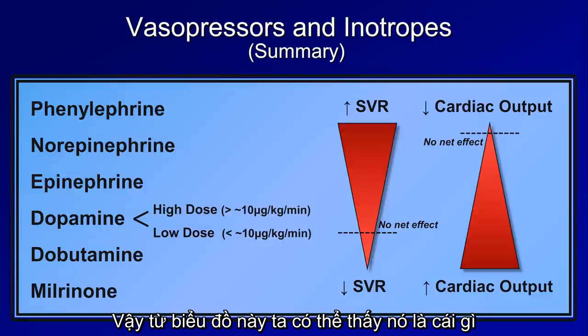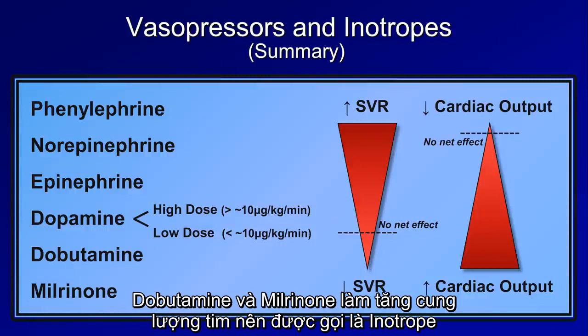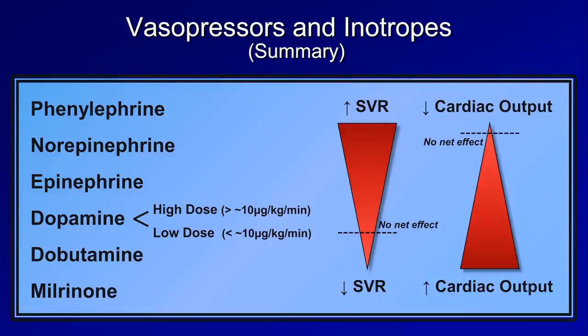So from this chart here, we can see what is what. Phenylephrine increases SVR, so it's a vasopressor. Dobutamine and milrinone increase cardiac output, so they are inotropes. And norepi, epi, and dopamine increase both, making them both vasopressors and inotropes.